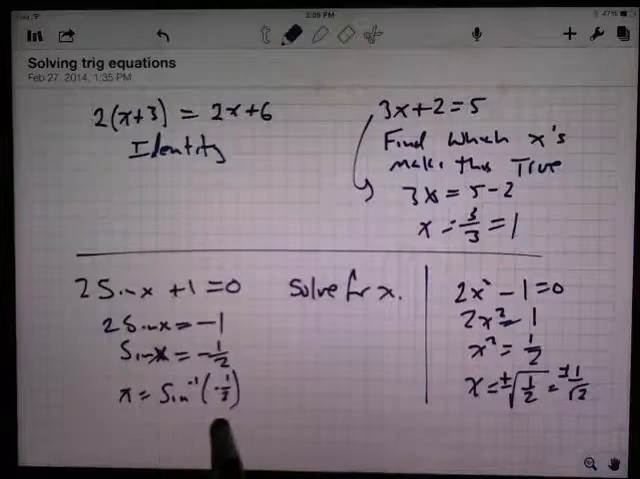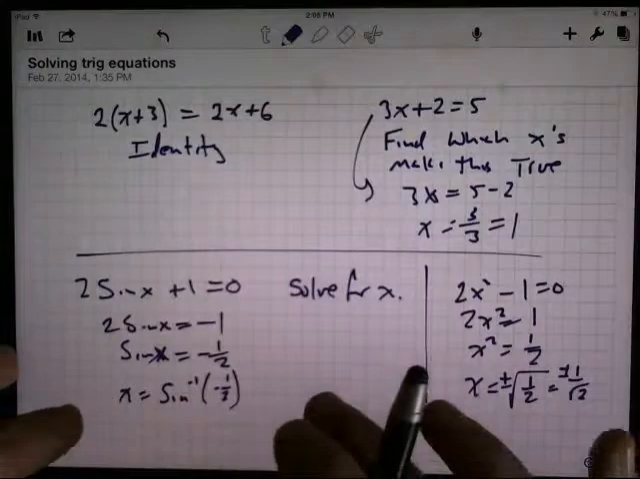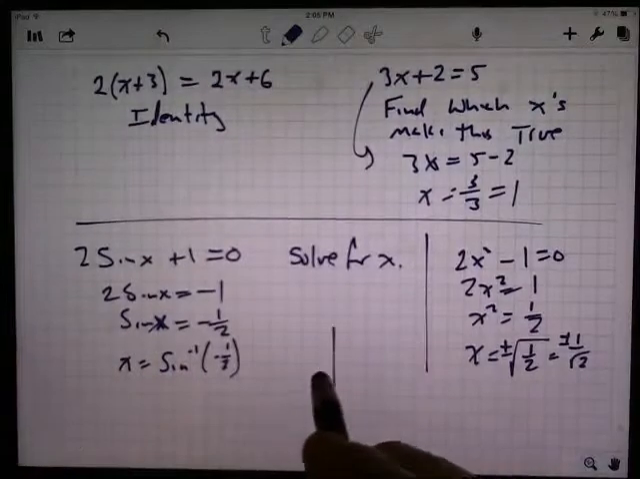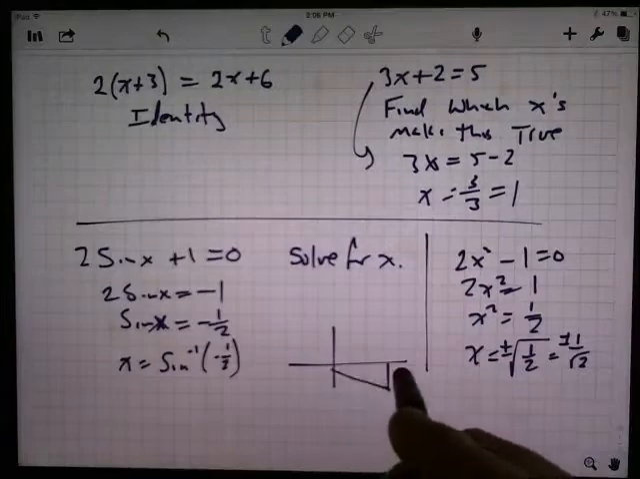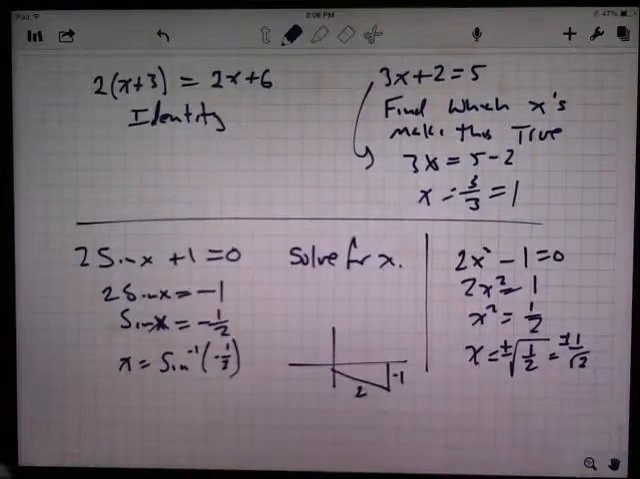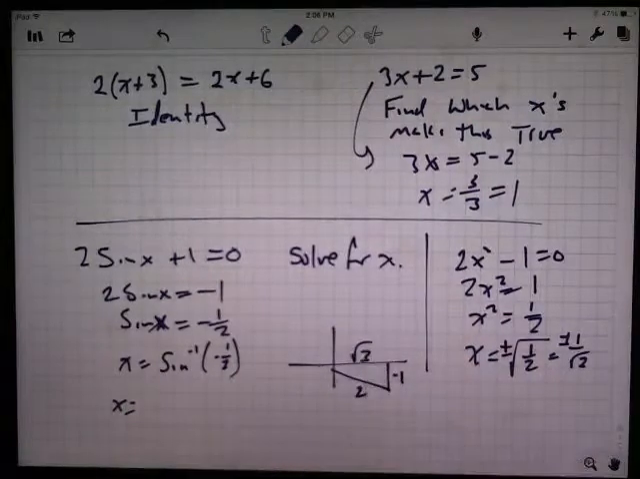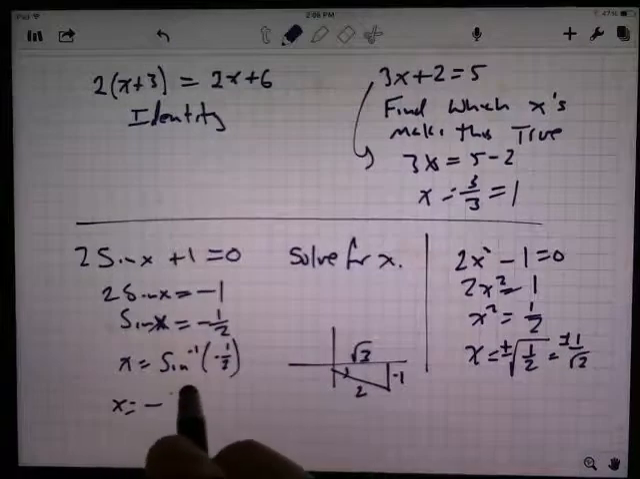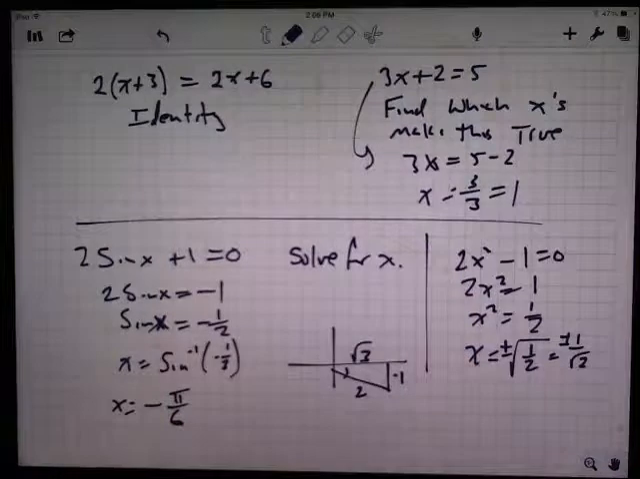Now, there are times when the number in here is not particularly nice, and you're just going to type it into your calculator, sine inverse of whatever that is, and it's going to give you an answer. There's other times when you might recognize that, oh, I happen to know that I've got a sine equal to negative 1 over 2, and so x is equal to, I recognize this is the 1, 2, square root of 3 triangle. That's a pi over 6 angle, but it's negative, so minus pi over 6 would be my answer here, one of my answers.